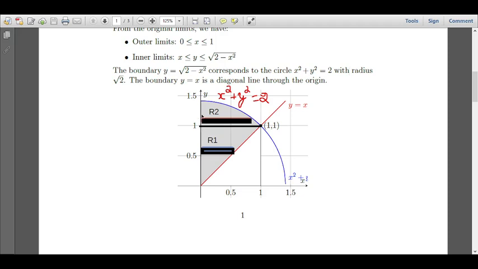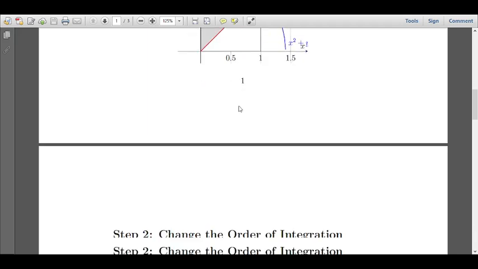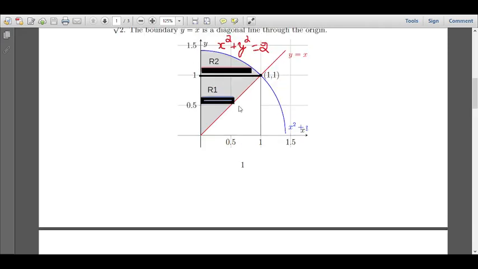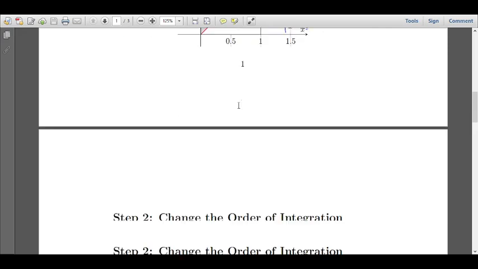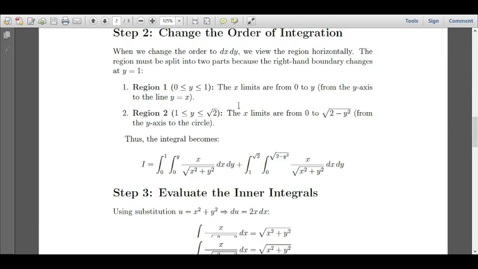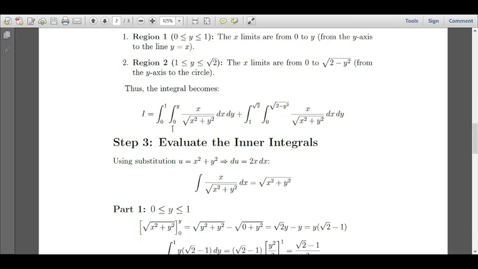So y varies from 1 to root 2, x varies from 0 to root of 2 minus y square, the limits corresponding to region 2. So our region is the sum of two integrals. The first one is integral 0 to 1, 0 to y, x by root of x square plus y square dx dy, plus the second region integral 1 to root 2, 0 to root of 2 minus y square, x by root of x square plus y square dx dy.